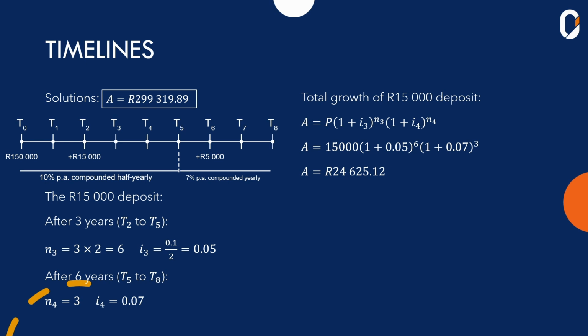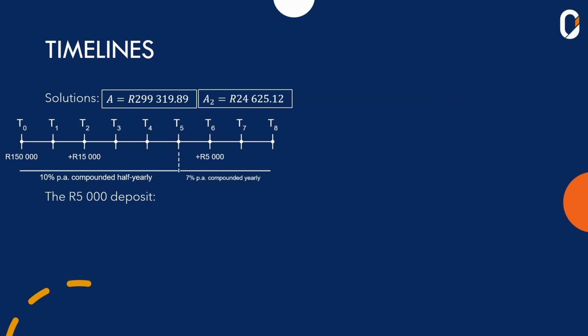We can move on to the final deposit, which is the 5,000 rands deposit. Again, A2, I'm just going to write it at the top of my screen, as you can see there.